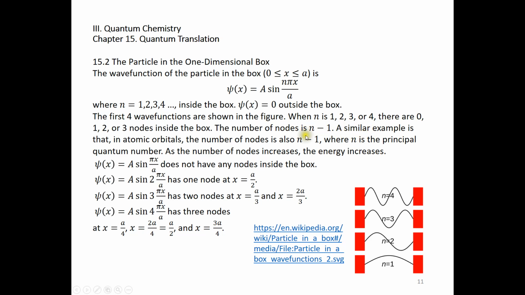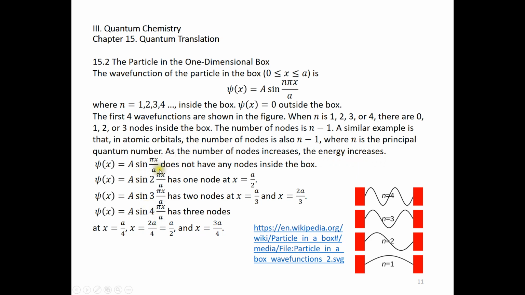Actually, we have a similar example in general chemistry. When we look at atomic orbitals, the number of nodes is also n minus 1. But in general chemistry, we use n as the principal quantum number for the atomic orbitals. Over here, n is the quantum number for the particle in the box. But still, the number of nodes is just n minus 1. As the number of nodes increases, the energy increases. The same statement is true for atomic orbitals.